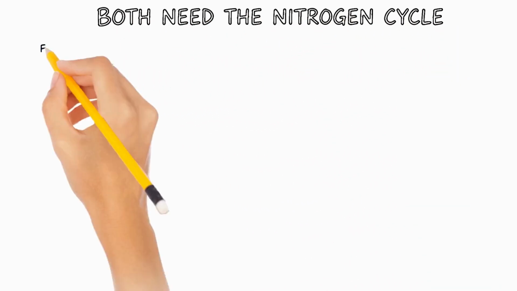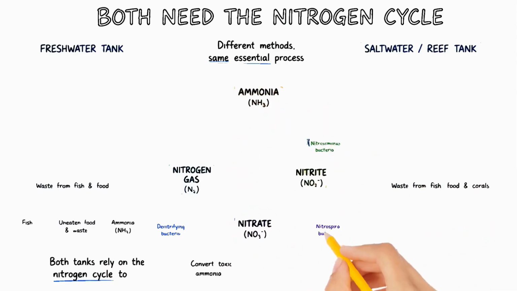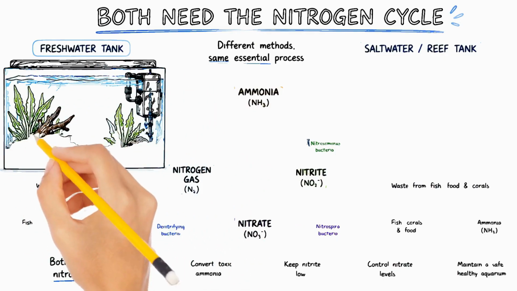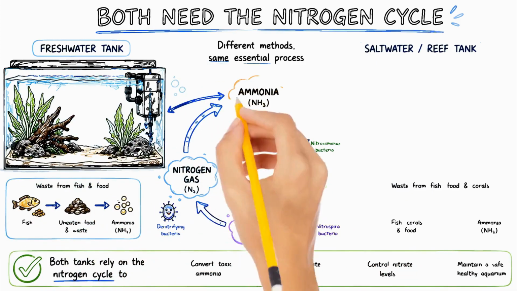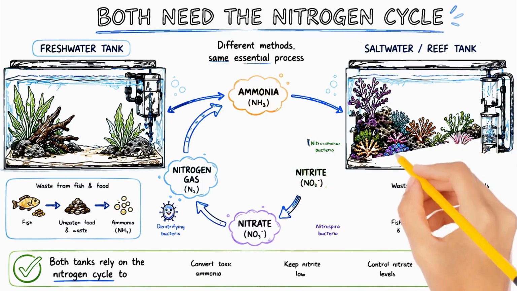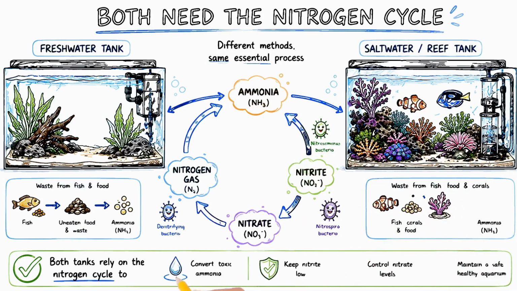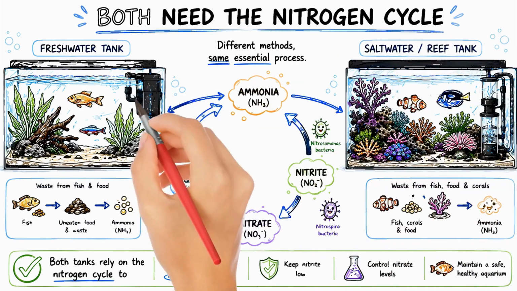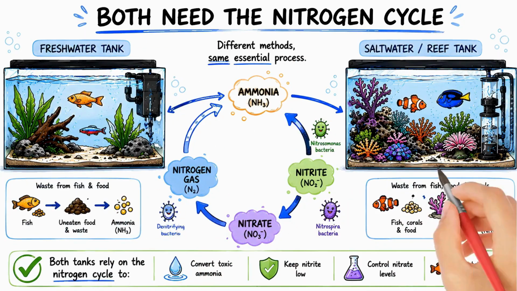Even though freshwater and saltwater aquariums can look very different, both depend on the same biological process called the nitrogen cycle. Fish produce waste, which creates ammonia in the water. Ammonia is toxic, so beneficial bacteria convert it into nitrite, and then into nitrate. This process helps make the aquarium safer for fish and other animals. Without the nitrogen cycle, waste would quickly build up and become dangerous. Whether you're keeping guppies in a freshwater tank or clownfish in a reef tank, the nitrogen cycle is working behind the scenes every day. In many ways, it's one of the most important processes in any aquarium, regardless of the type of water.